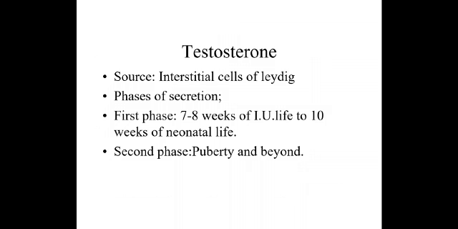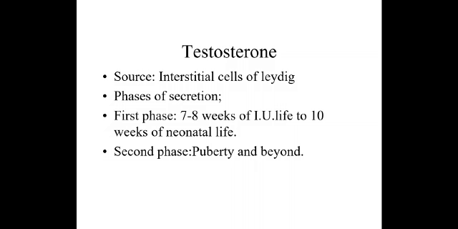As you all know, there are two spikes. It is secreted by the interstitial cells of Leydig, which form the 20% compartment of the seminiferous tubules. There are two phases of secretion: the first from 7 to 8 weeks of intrauterine life to 10 weeks of neonatal life. The second phase of secretion is during puberty.